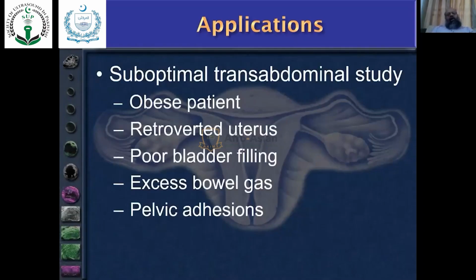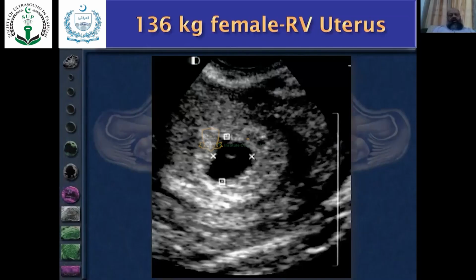Applications are suboptimal transabdominal study in obese patients, retroverted uterus, poor bladder filling, excess bowel gas, and pelvic adhesions. Like here is a case of a female having retroverted uterus and she was obese, 136 kg. On abdominal scan, even the uterus was not properly visible. Whereas by TVS, you can see the gestational sac, the double decidual reaction, this one, and a yolk sac inside.